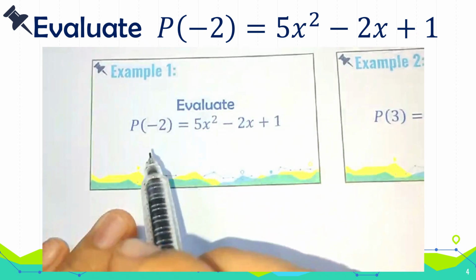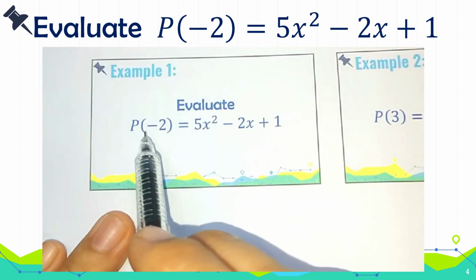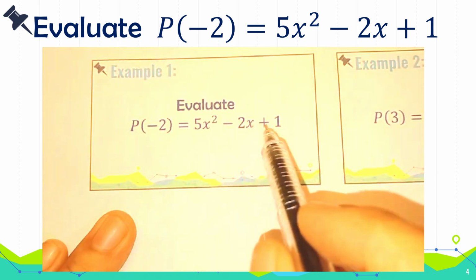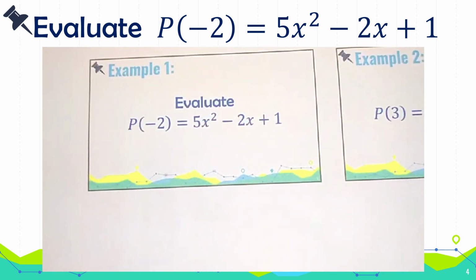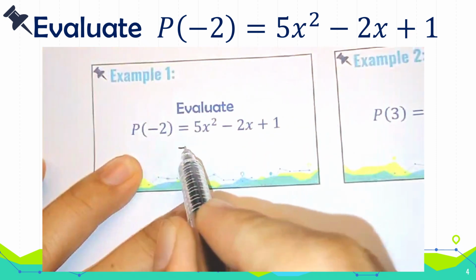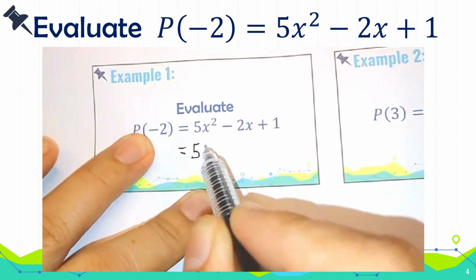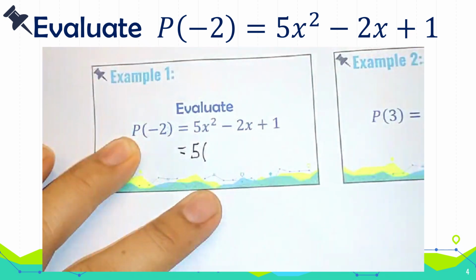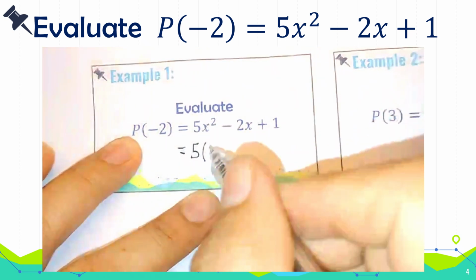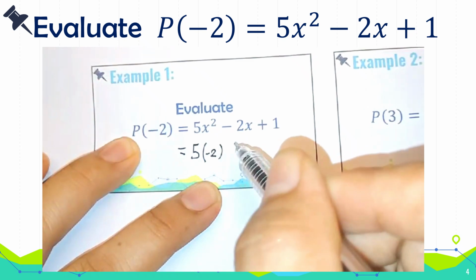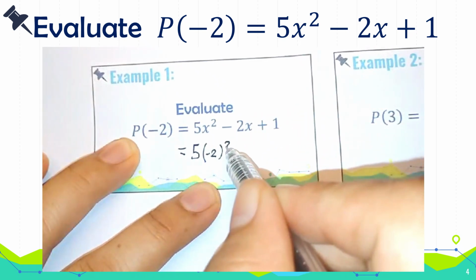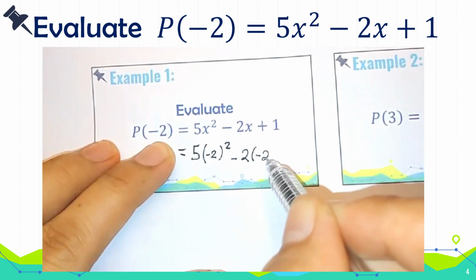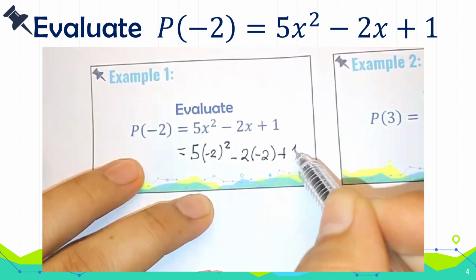In evaluating, we will substitute the value of negative 2 to the variable x. So we write it as 5, we will substitute negative 2 in the value of x. So this will give us negative 2 exponent to 2 minus negative 2 plus 1.